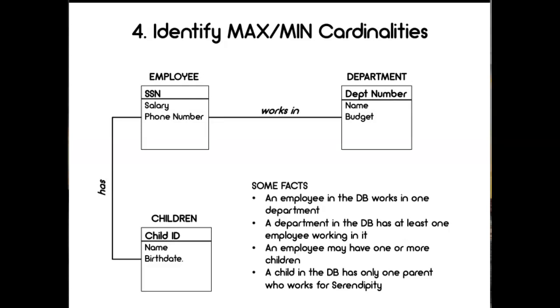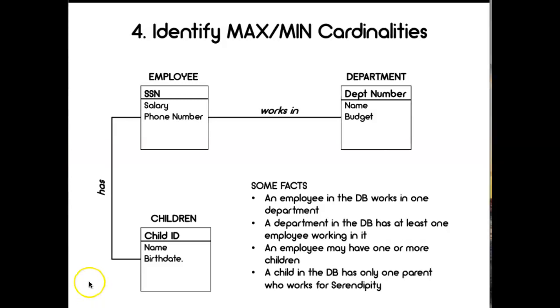The last step in drawing your entity relationship diagram is to identify and draw min and max cardinalities for each relationship in your diagram. In order to assist us, we can refer to the facts given in the problem statement. Analyzing each statement individually can help us to determine what the min and max cardinalities are.